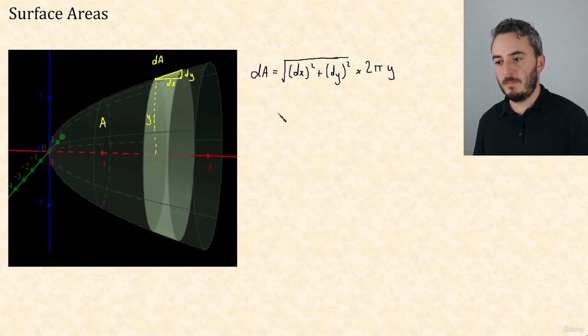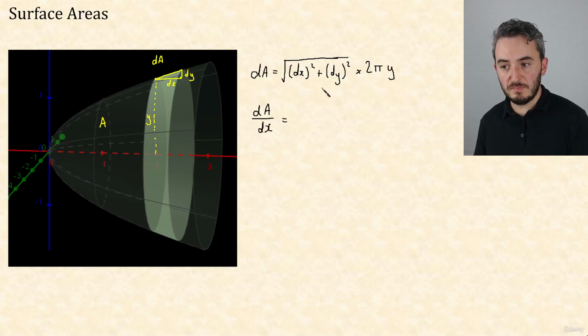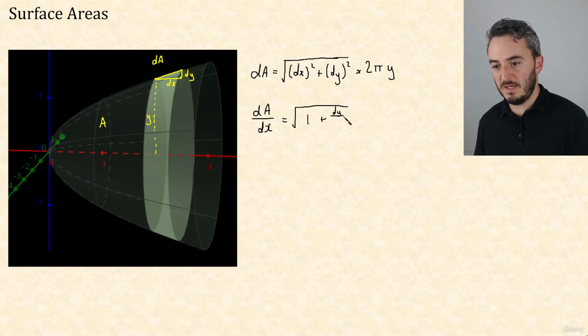Okay, we're nearly there. If I want to know, therefore, what dA by dx is, well, I can just divide this through by dx. And let's do the same thing we did with arc lengths, and we'll divide the inside of the square root by dx squared. And the result is we get the square root of 1 plus dy by dx squared, that's the same as our arc length formula, but then multiplied by 2 pi y.